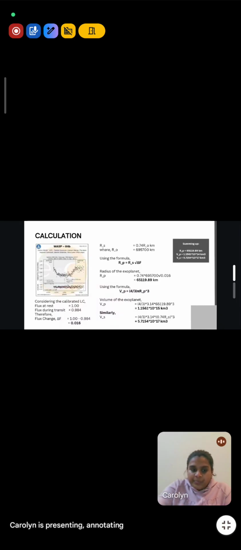And you also had to use the radius to find the volume of the target exoplanet and also of the host star. Now the discussion was to find the Jovian radius and to compare the size of the target, that is the exoplanet, in terms of the Jovian percentage. And the answer expected was this, wherein we had flux at rest.